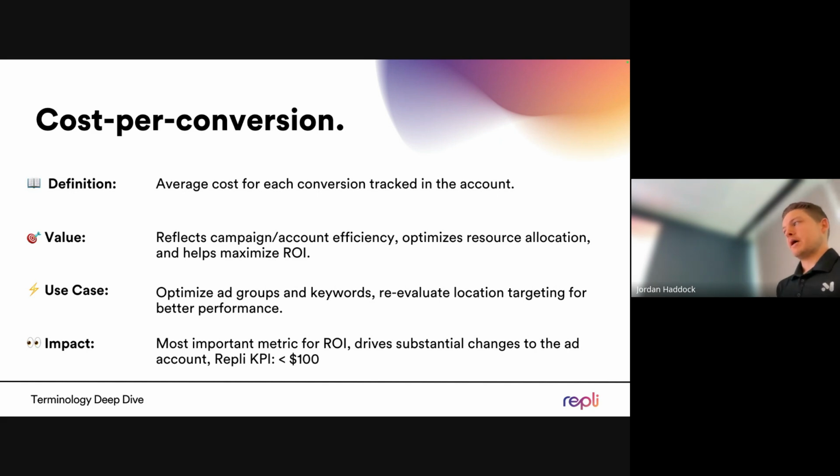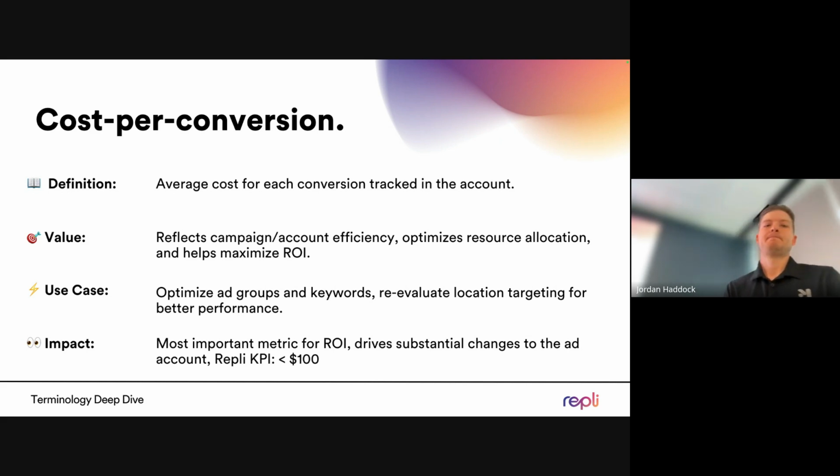Some locations might require a higher budget, and then therefore the cost per conversion is going to be much higher. We're able to exclude certain locations based on the cost per conversion, or double down on certain locations as well based on what we're seeing from this metric. Definitely the most important metric for ROI ultimately, and helps us just drive that substantial change to the ad account, similar to what conversion rate does as well. Any questions on this metric?